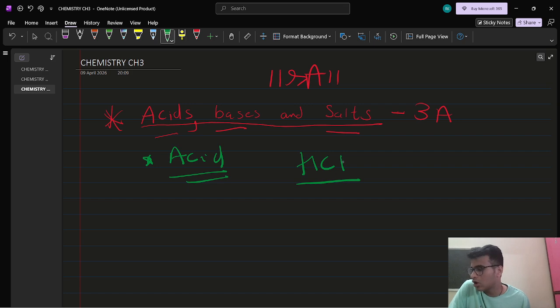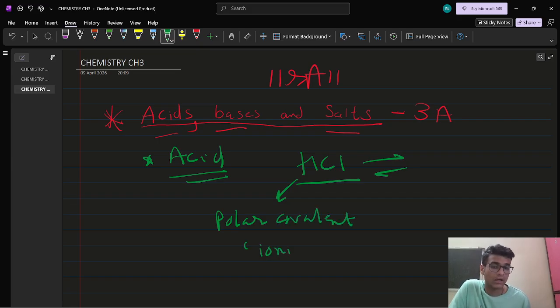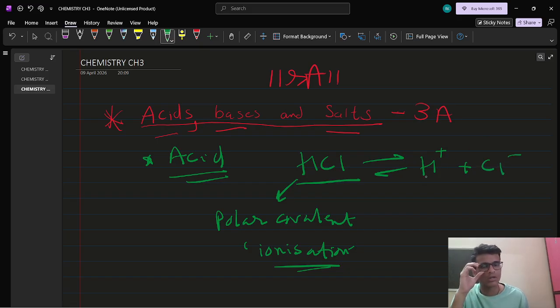So when I dissolve it in water, now we have learned in the last class that HCl is a polar covalent compound. So it will undergo ionization. It will ionize, ions form. Ions are not present, ions बन जाते हैं to give Cl minus.